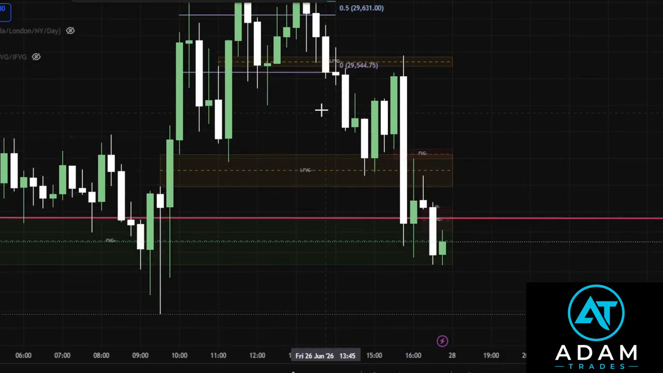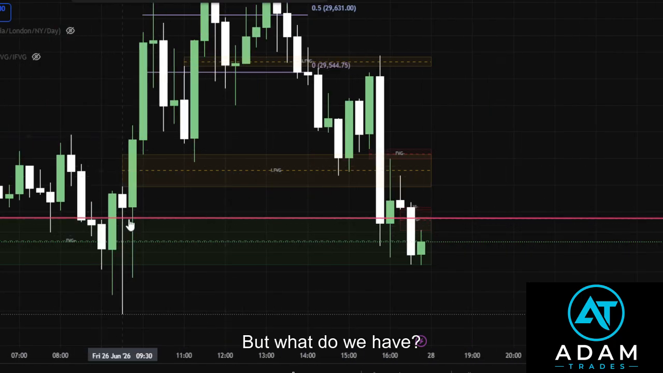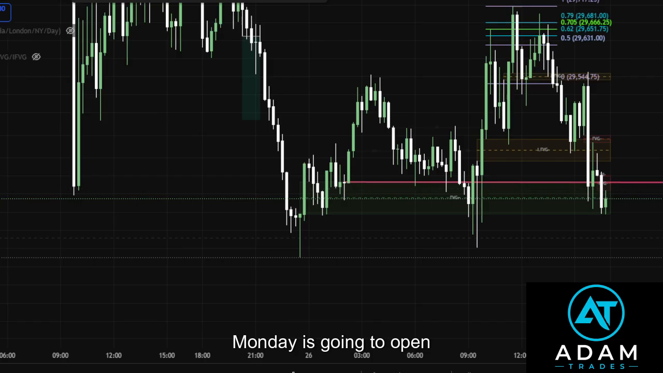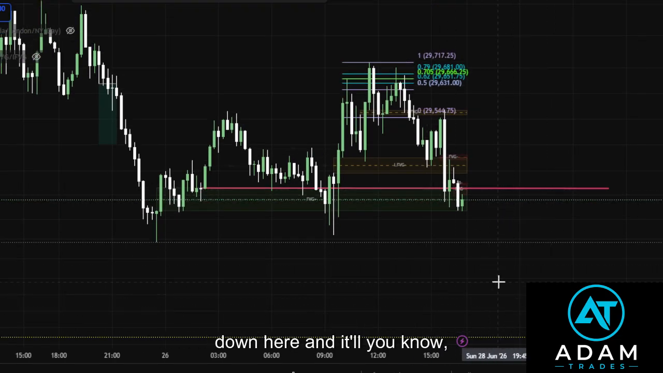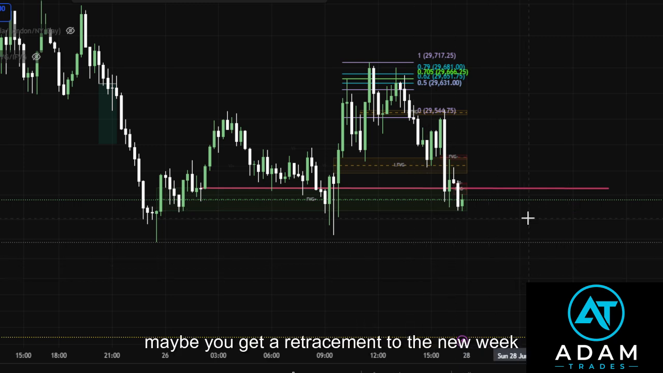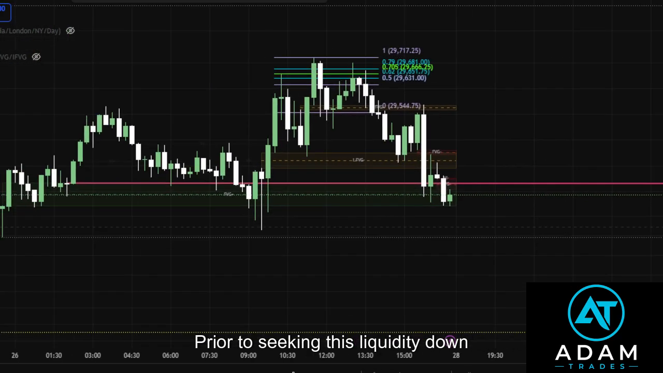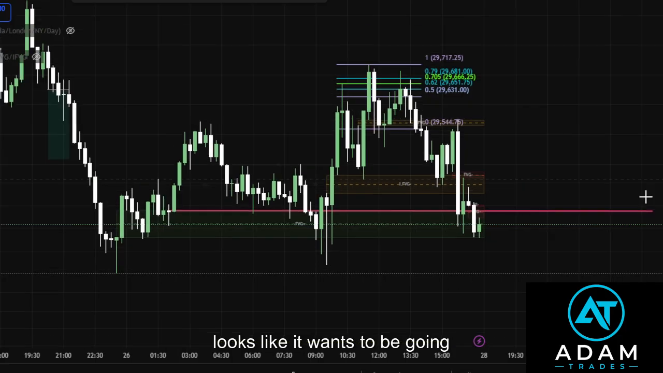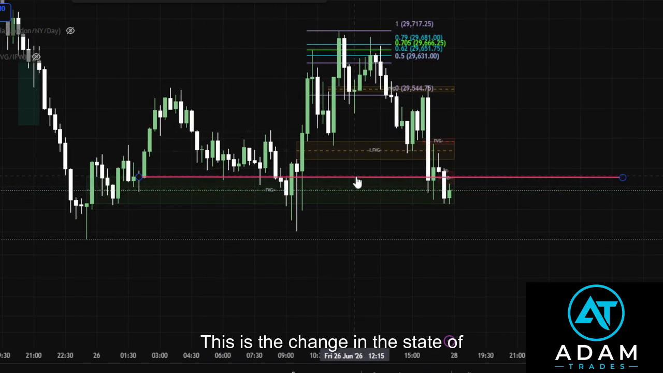As you can see, more inversions, more fair value gaps start to pop up. But what do we have? Nice closure. You could argue the problem is that Monday's going to open and it's likely going to just do the move for us, or it's going to open somewhere down here and maybe you get a retracement to the new week opening gap prior to seeking this liquidity down. But currently looking at NQ, this looks like it wants to be going south. We shall see, but this is the change in the state of delivery.